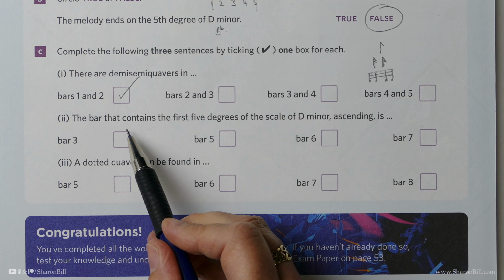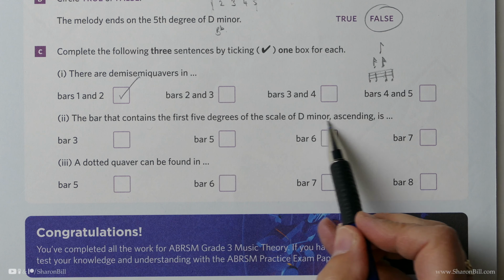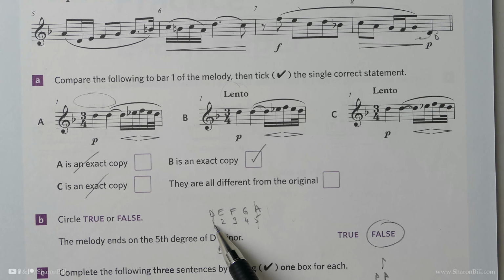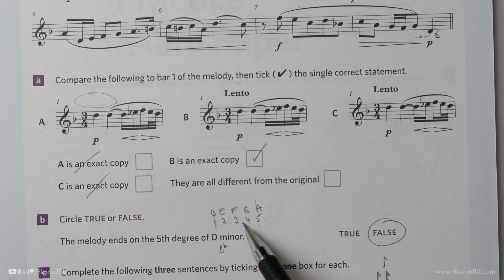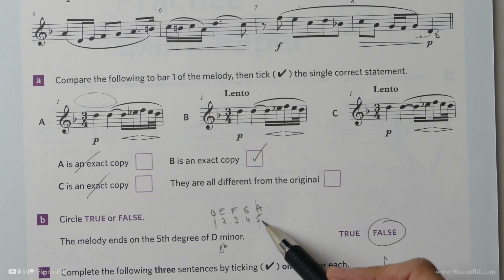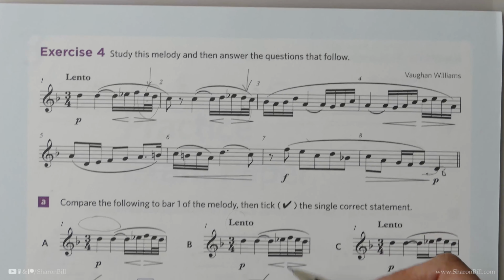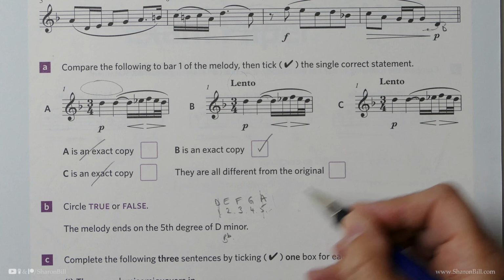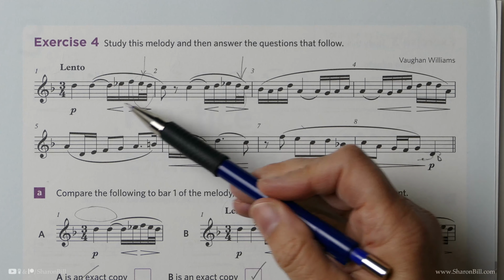Now the bar that contains the first 5 degrees of the scale of D minor ascending is which bar? Now we've already done the thinking for this because there's 1, 2, 3, 4, 5. So we're looking for D, E, F, G, A. So where can we find that? So we're looking for an ascending pattern. So we're looking for notes going up in step, line, space, line, or space, line, space. Well, it's not going on there.